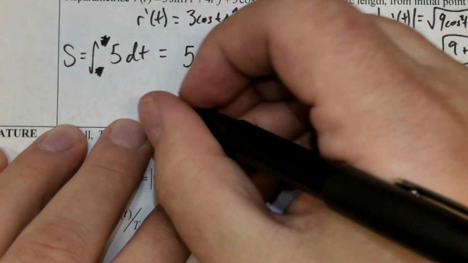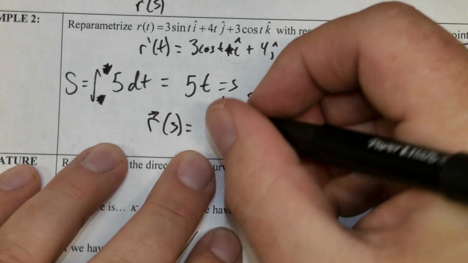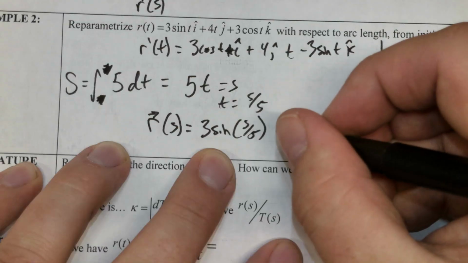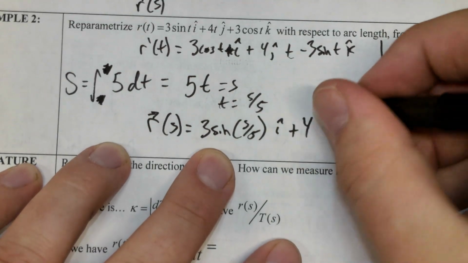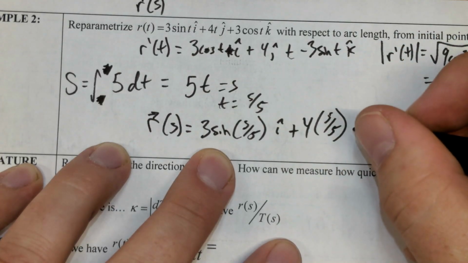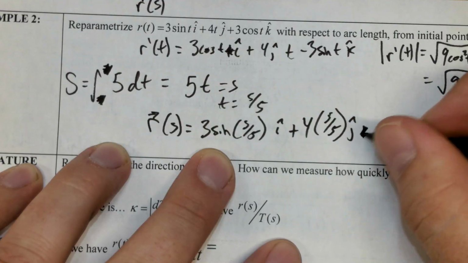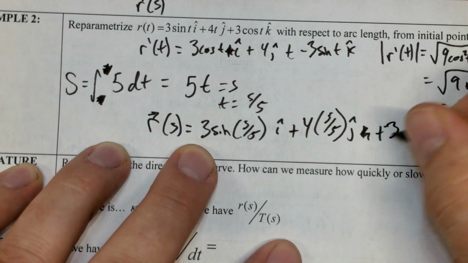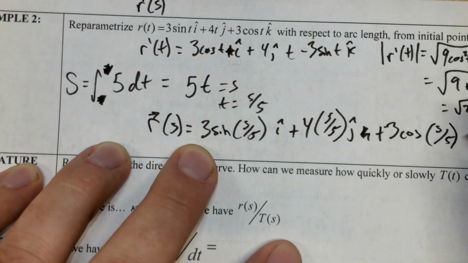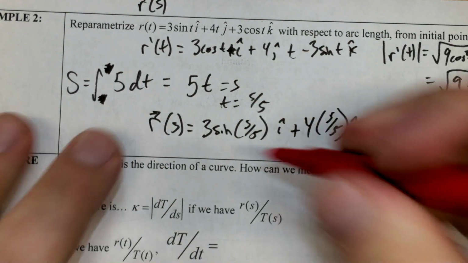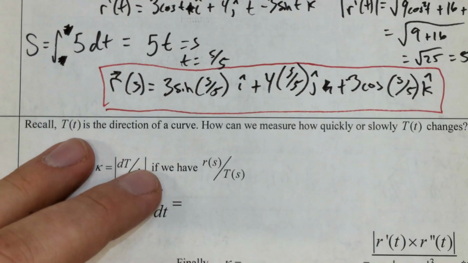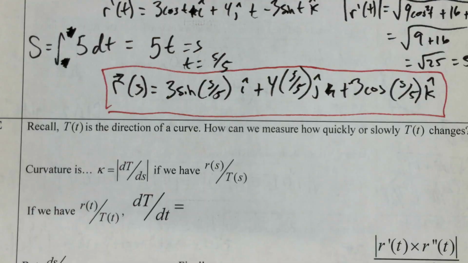And now I can reparameterize that function. R of s is 3 sine of, not t, but s over 5 i, plus 4, not t, s over 5 j, plus, I guess I should write, ooh, I got a little bit lost there, sorry about that, plus 3 cosine of s divided by 5 k. And that becomes my reparameterization. Helpful, applied in some formulas in some places, a bit unique.